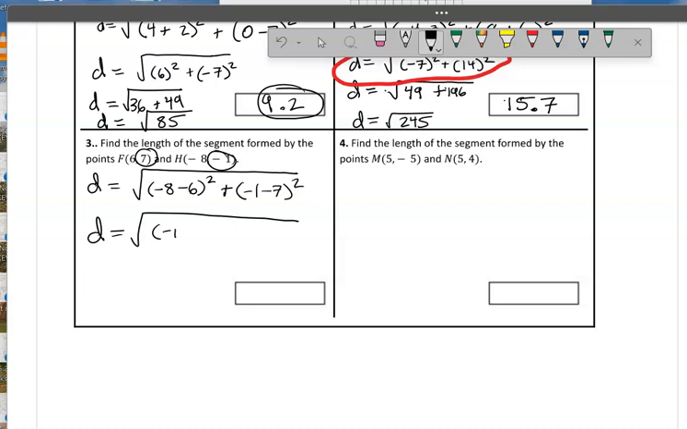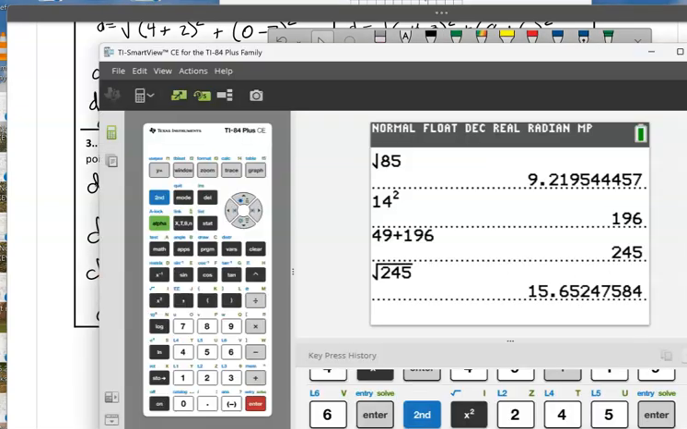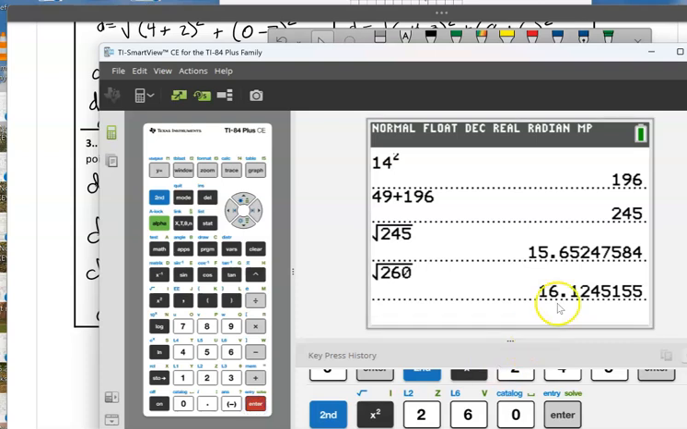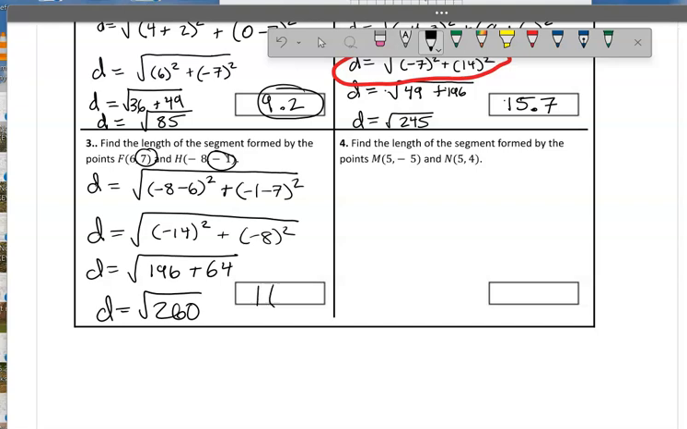Negative 8 minus 6 is negative 14 squared, plus negative 1 minus 7 is negative 8 squared. Remember that negative 8 times negative 8 becomes positive 64. When you square a negative, you get a positive value. That's positive 196 plus positive 64. Add them together and then square root it. That's going to be root 260. Use your calculator, round to the nearest tenth. 16.1. So final answer, the distance is 16.1.